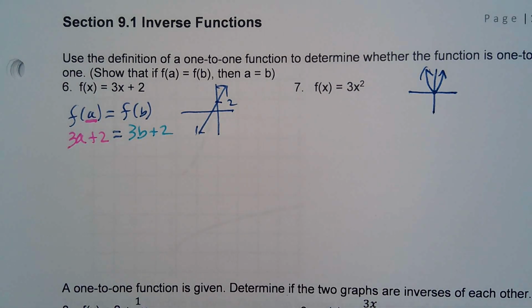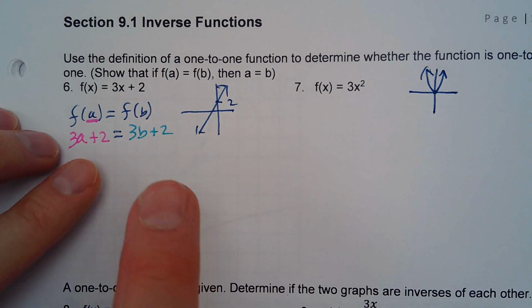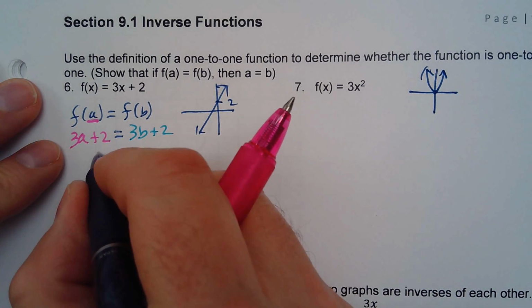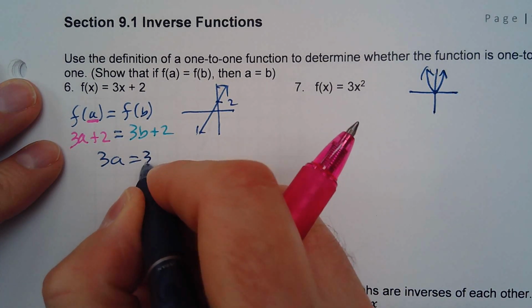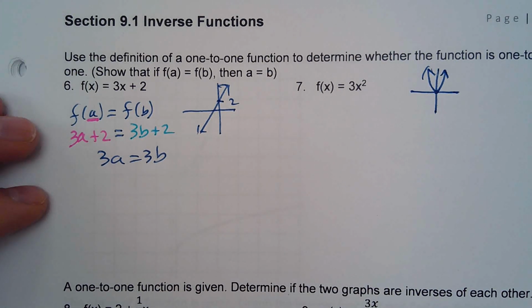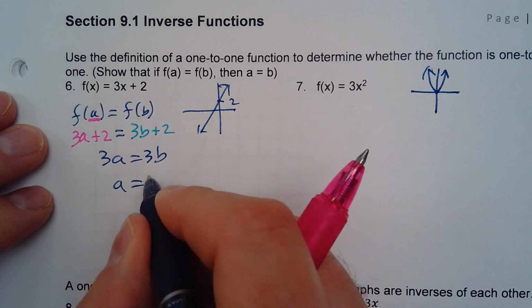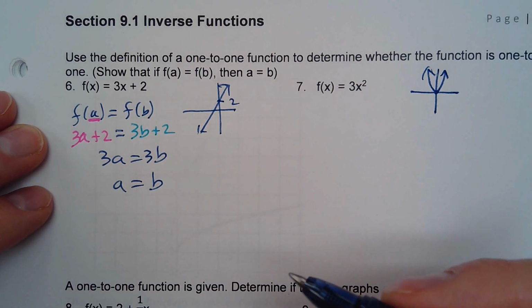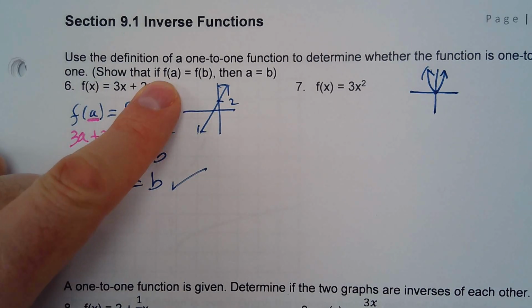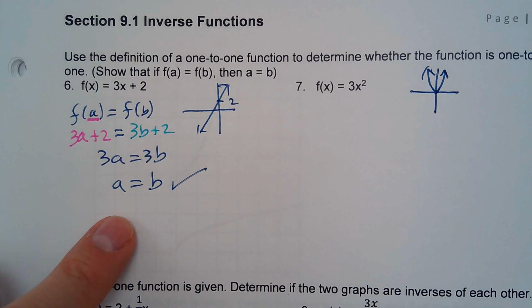Now I'm going to go through and solve for a. I'll subtract 2 from both sides. That'll give us 3a equals 3b. And now I'm going to divide both sides by 3. That gives me a equals b. And we just proved that if we start with f of a equals f of b, we showed that a equals b.